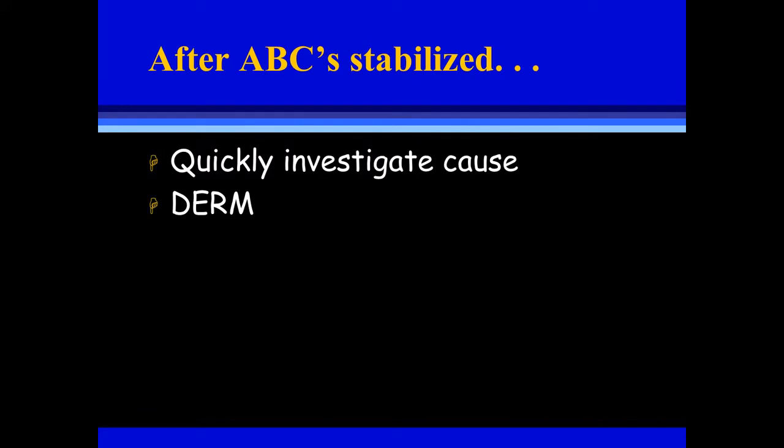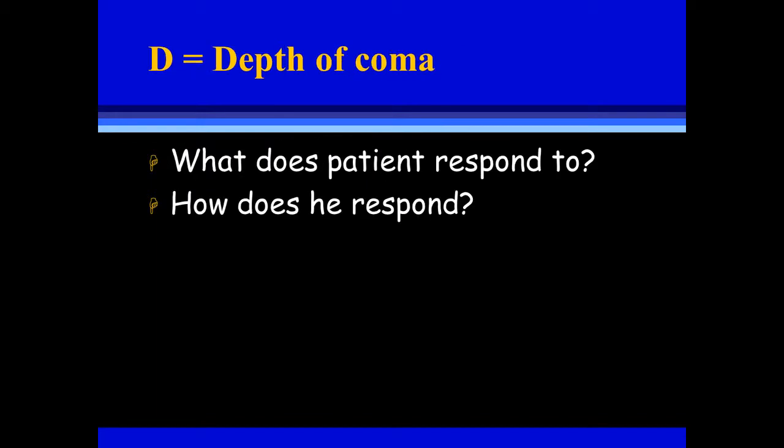After ABCs are stabilized, quickly investigate the cause. Okay. D, depth of coma. What does the patient respond to, if anything? So just because they're unresponsive to alert, verbal, they may still moan to pain or something, and that could be an indication there's something still going on. And how do they respond?